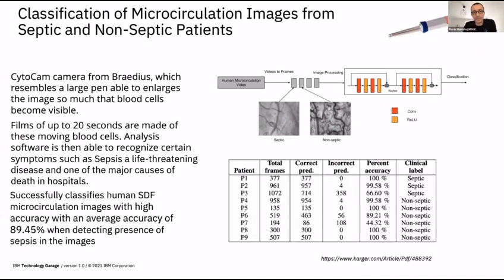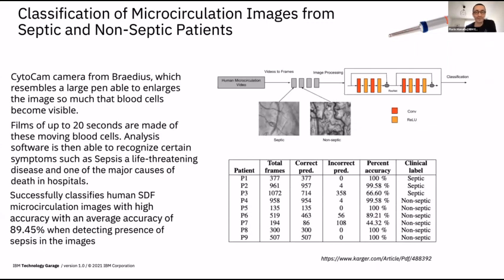This is an example of classification of microcirculation images from septic or non-septic patients. So when they come into the hospital, you can check if they have septicemia or not. And this was done by using a machine learning model. I think it's an example from the Netherlands, where they use an algorithm and they have this device created where they run this algorithm to identify if you have septicemia or not. And therefore, that is very good for triage and as well for the care when you come in the hospital. And this takes only 20 seconds.